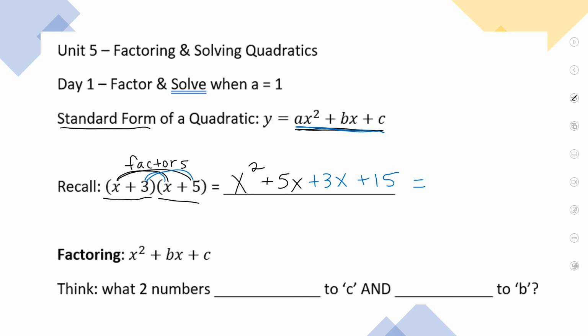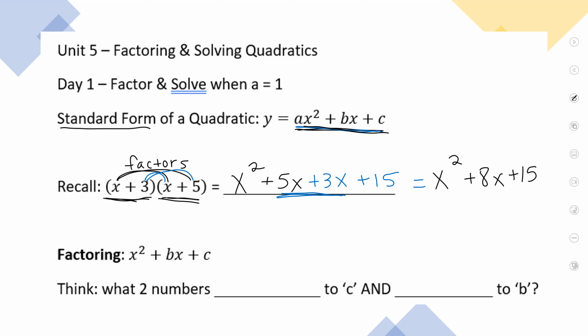Do you guys know what I'm going to do next? Yes, combine like terms. So I'm going to combine this middle part. So I have x squared, 5x plus 3x is 8x plus 15. So now it is in standard form, okay? So what we just did is we went from factored form, where we have factors, to standard form, okay?